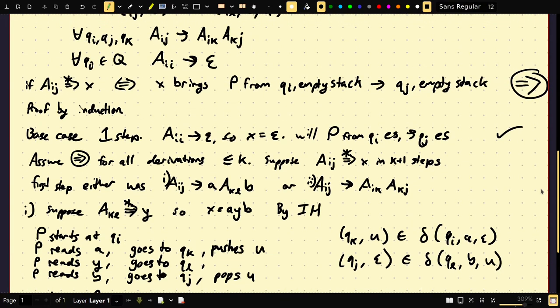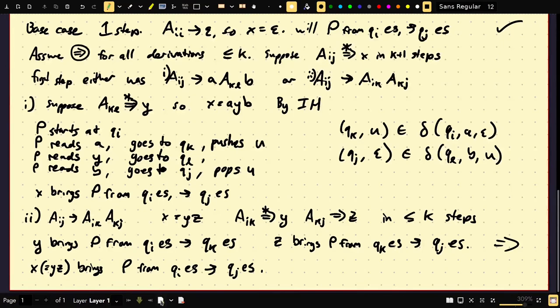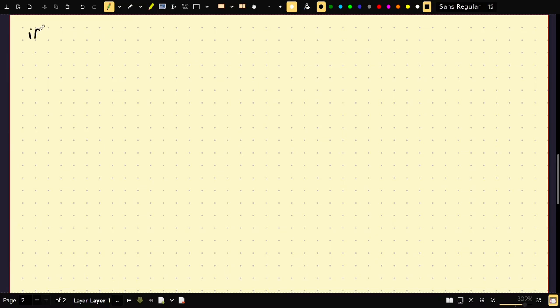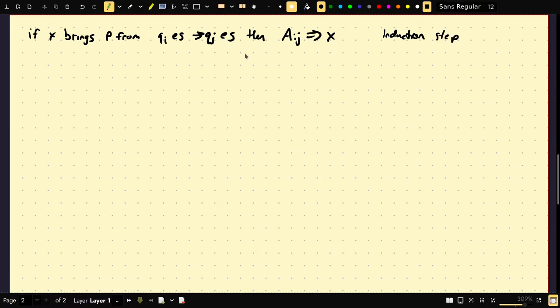So that's true. Therefore, we've proven one direction. We've proven that if A_ij produces X, then X brings P from q_i empty stack to q_j empty stack. Now we need to prove the converse. So now we prove if X brings P from q_i empty stack to q_j empty stack, then A_ij will produce the string X. How do we do this? We do induction, but instead of on the productions, it's on the steps of this pushdown automaton.